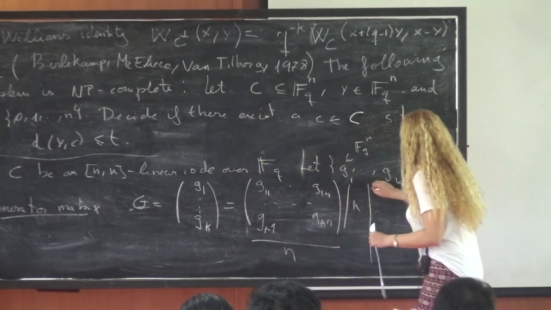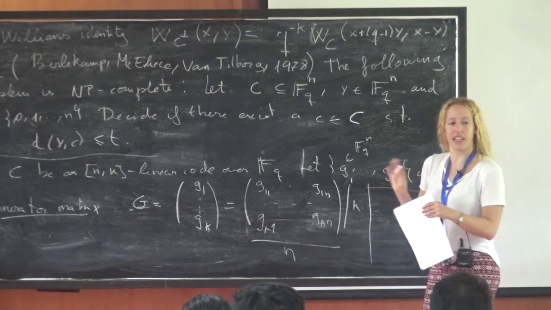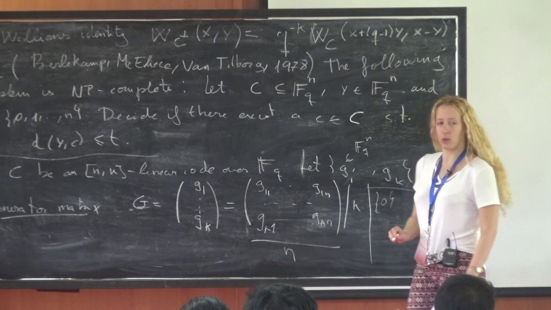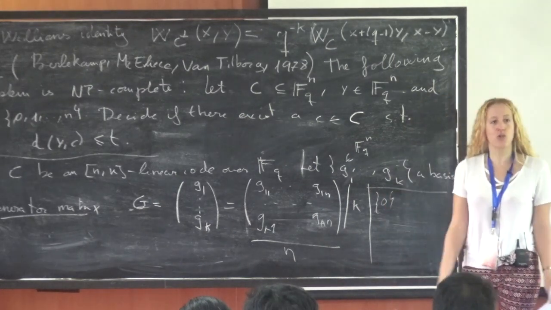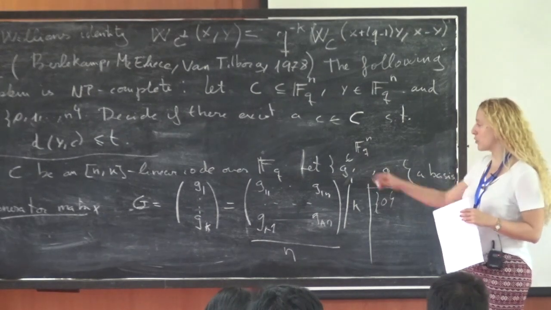Examples. So far we haven't seen so many codes, so I'm going to give some easy examples. Imagine that you take the trivial code, where you only have 0. So what is in this case the generator matrix?